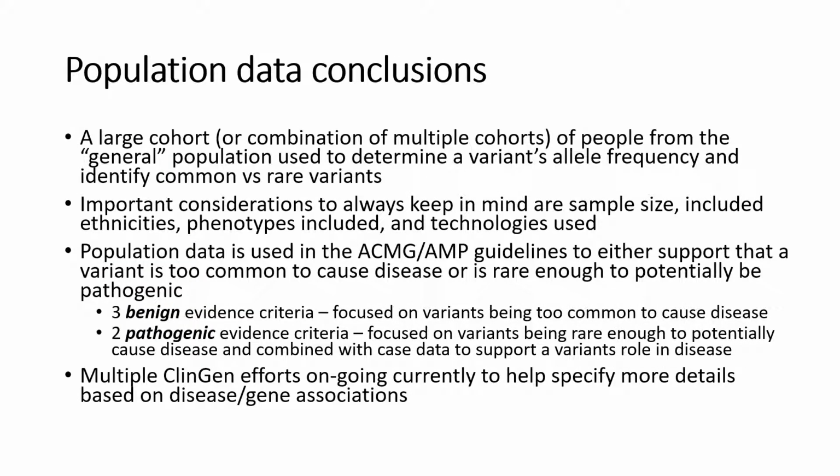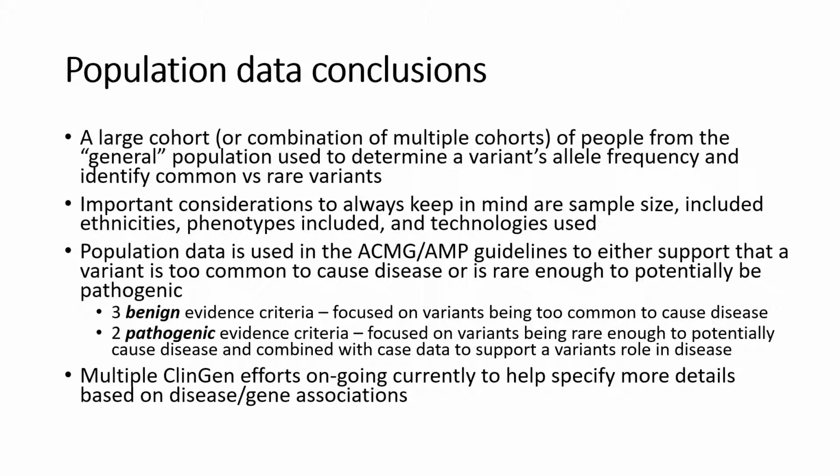So to review again, population data is genomic variant data from a large cohort of people used to understand a variant's frequency in the general population. It can help differentiate common variants from those that are absent or rare, as well as identify variants enriched in affected individuals. But it is important to remember that all of these resources also have limitations. The ACMG AMP guidelines can use population data in combination with other types of evidence to arrive at a classification for a given sequence variant.